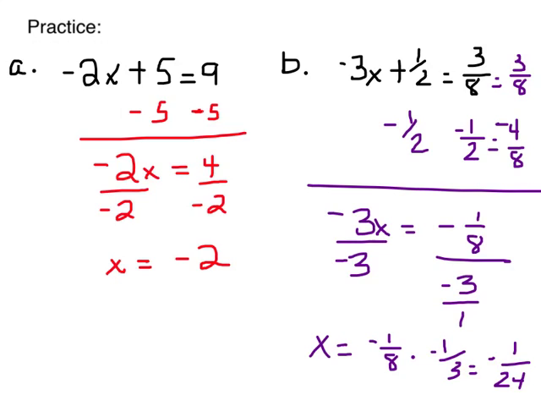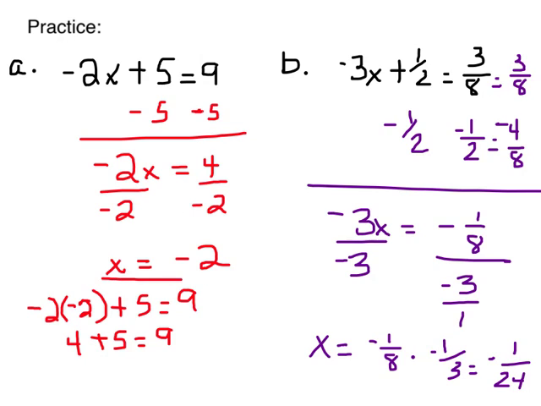Now I can put that into my equation and substitute it in. I can say negative 2 times negative 2 plus 5 is equal to 9. Well, I know that a negative times a negative is a positive, and 2 times 2 is 4, and 4 plus 5 does indeed equal 9. So this is the correct answer.